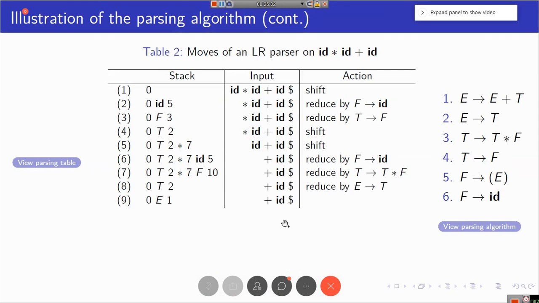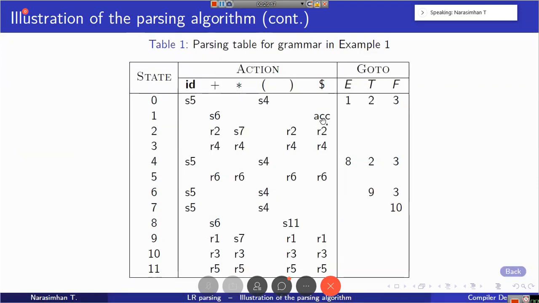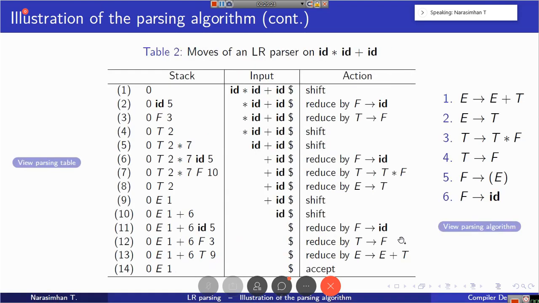So you can go on doing like this. Finally, you end up with the last step like this, and 1 and dollar is the last combination. 1 and dollar is accept, and you stop the parsing. This is how the LR parser works.